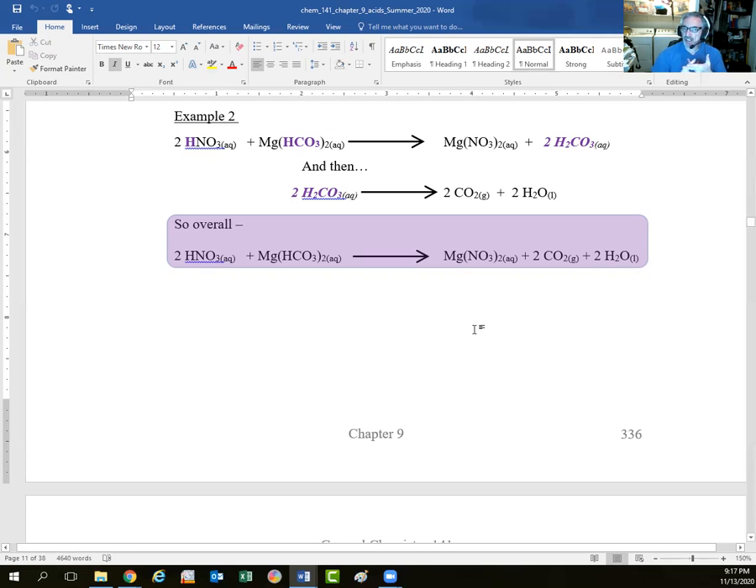So the hydroxide ions scavenge for hydrogen to produce water. The hydrogen carbonate ions scavenge for hydrogen to produce water and carbon dioxide.